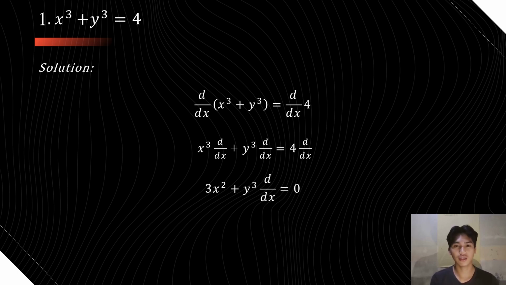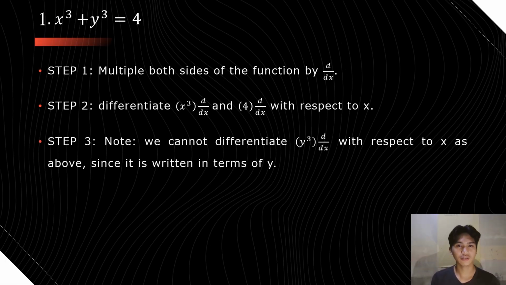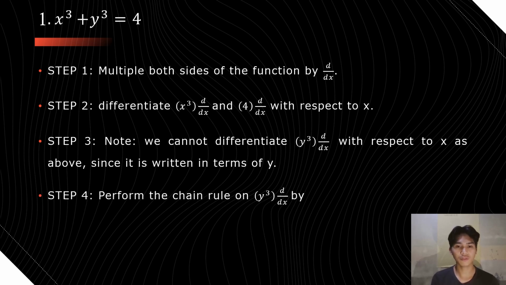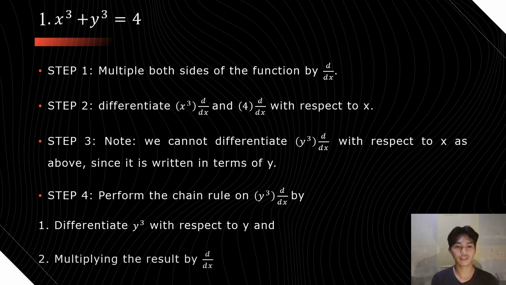And as you notice, we cannot directly differentiate d over dx of y cubed with respect to x as above, since it is written in terms of y. Then we proceed to step 4. We perform the chain rule on y cubed by first differentiating y cubed with respect to y, and second, multiplying the result by dy over dx. Our goal is to solve the derivative of y cubed.